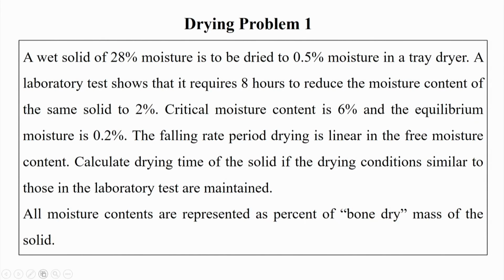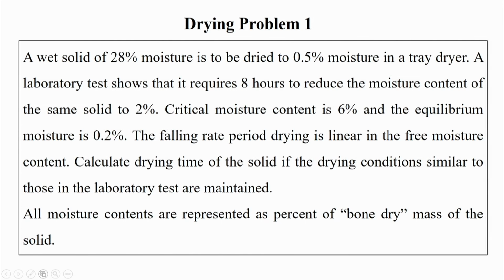A laboratory test shows that it requires 8 hours to reduce the moisture content of the same solid to 22%. Critical moisture content is 6% and the equilibrium moisture is 0.2%. The falling rate period is linear, meaning the rate is proportional to the free moisture content only. Calculate the drying time of the solid if the drying conditions similar to those in the laboratory test are maintained. All moisture contents are represented as percent of bone dry, that is, on a dry basis, of the solid.